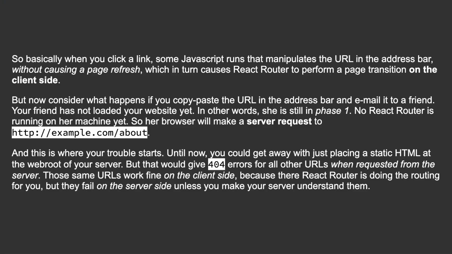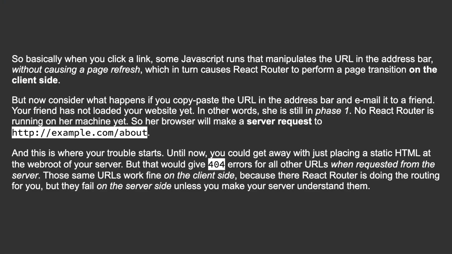But now consider what happens if you copy-paste the URL in the address bar and email it to a friend. Your friend has not loaded your website yet. In other words, she is still in phase 1. No React Router is running on her machine yet. So her browser will make a server request to http://example.com/about. And this is where your trouble starts.